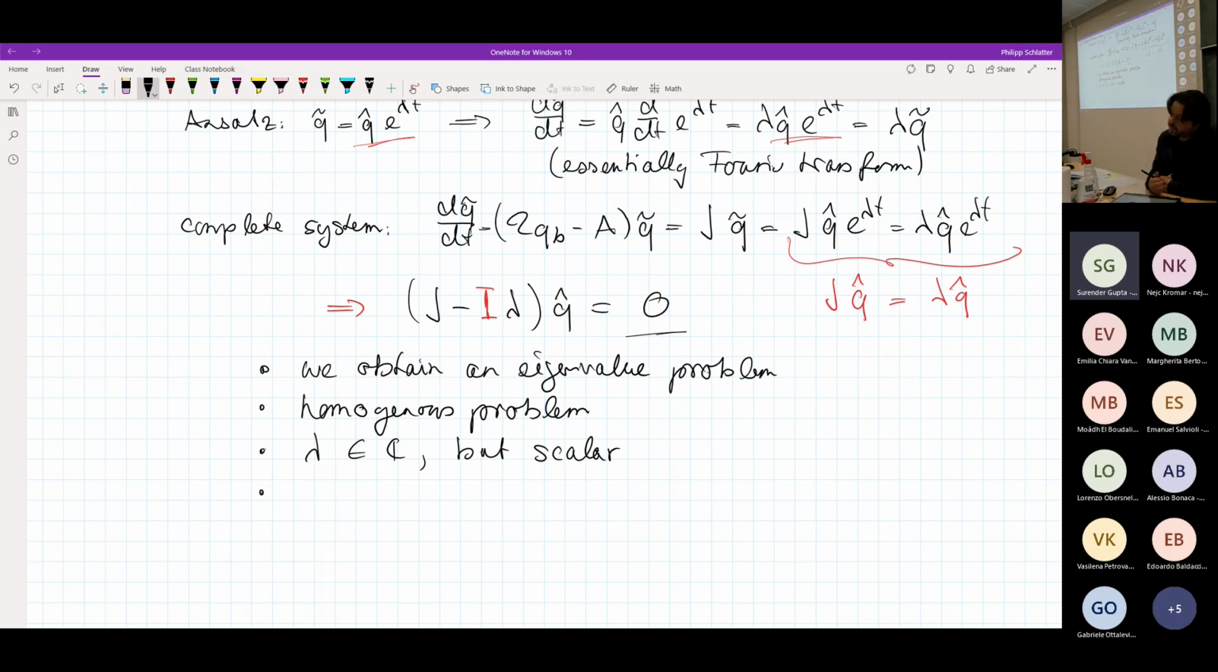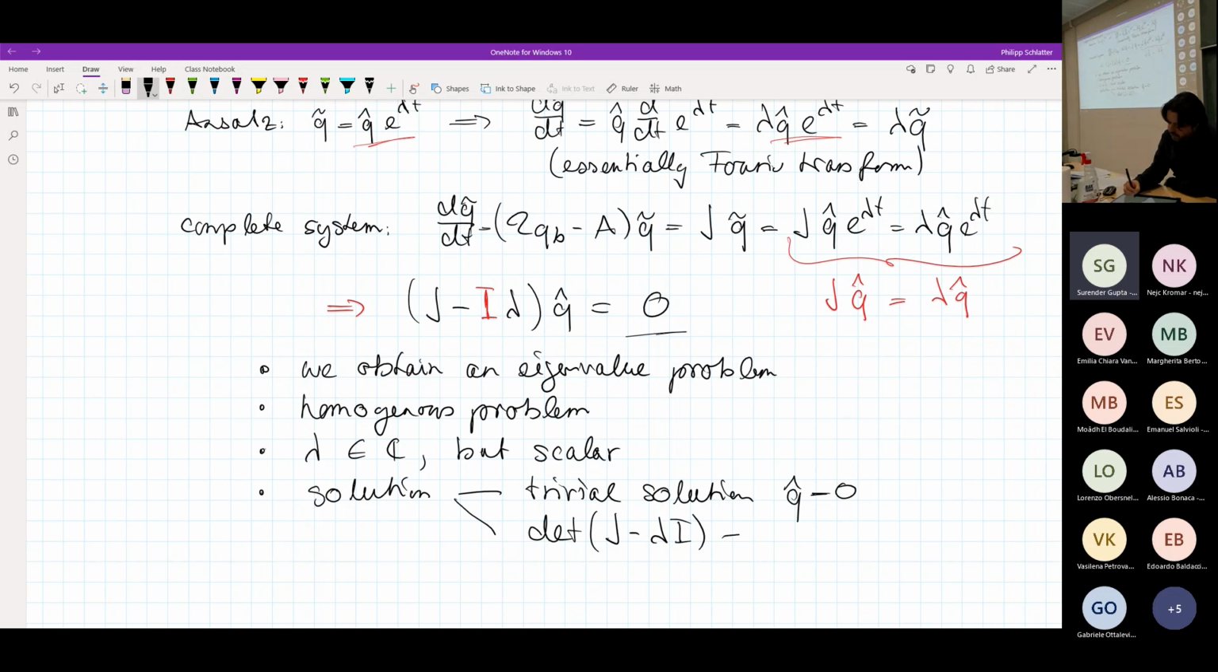And always when you have a homogeneous eigenvalue problem, the solution could be the trivial solution, and in this case the trivial solution would just be q hat being zero. Of course, that would fulfill the homogeneous eigenvalue problem, but that's not extremely interesting. The more interesting solutions come from calculating the eigenvalues, which just means that the determinant of J minus lambda I would be zero. In those cases, I would get more interesting solutions where lambda and q belong to each other.